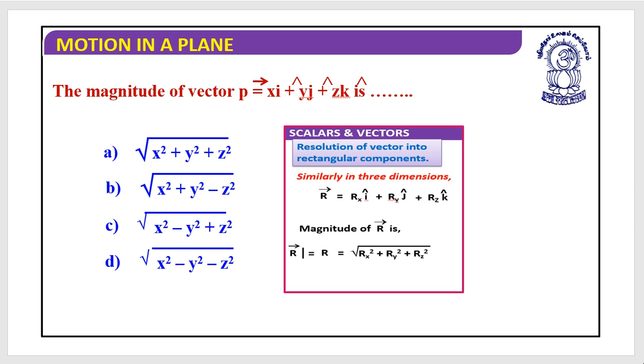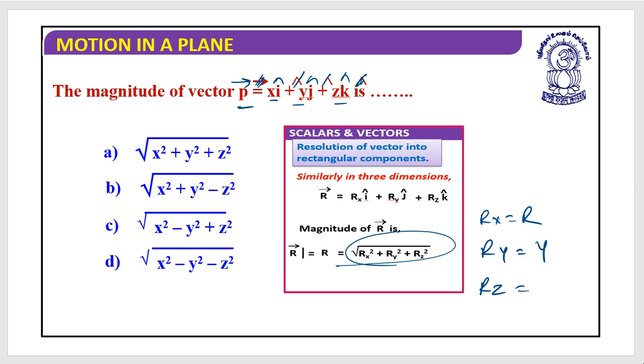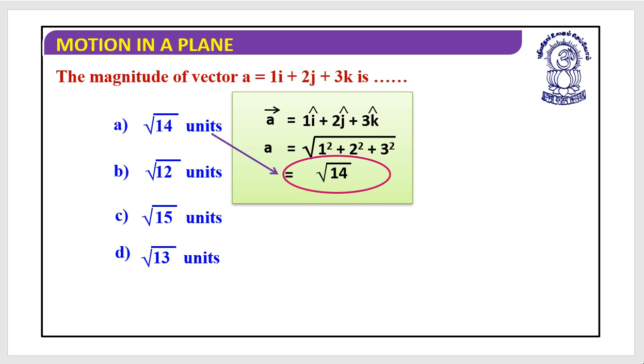What they ask is the magnitude of vector r, which is equal to x i cap plus y j cap plus z k cap. Okay, so this is x, y, and z. So r is equal to root of rx square plus ry square plus rz square. In this case my rx is x, my ry is y, and my rz is z. So this is equal to root of x square plus y square plus z square. That's it. Done. Are you sure? Let's move to the next.